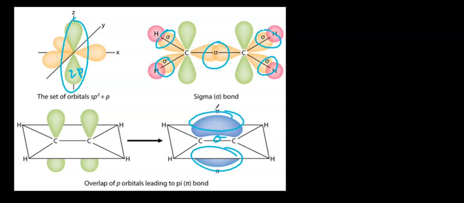Now, if you have a triple bond between atoms, you would have two unhybridized p orbitals, and we can see that on page 331 on the bottom. Two unhybridized p orbitals overlap, forming two pi bonds. So a triple bond consists of one sigma and two pi bonds. A double bond, as we see here, consists of one sigma and one pi bond.